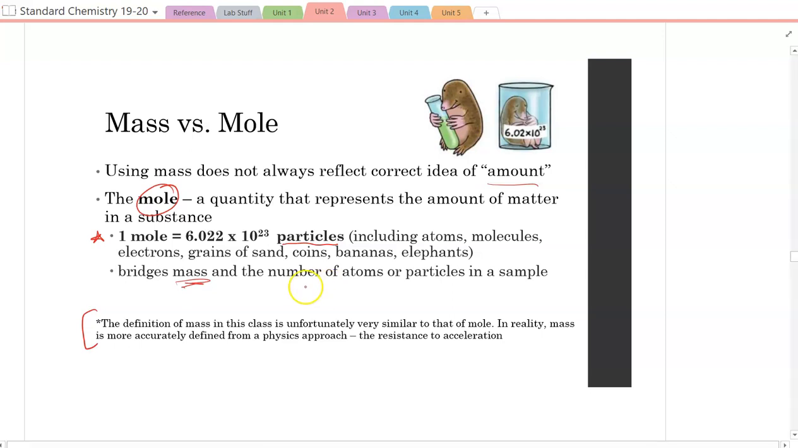It bridges mass and the number of atoms or particles in a sample. Of course, we can't count the atoms, so we're going to use something we can see, mass, to represent what we can't see, number of particles. Right. So again, please make sure we're looking at this idea of the numbers of them.